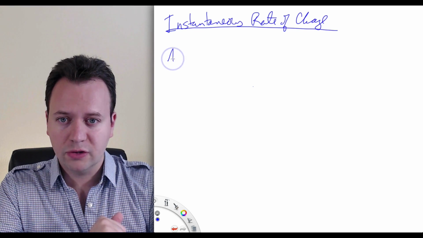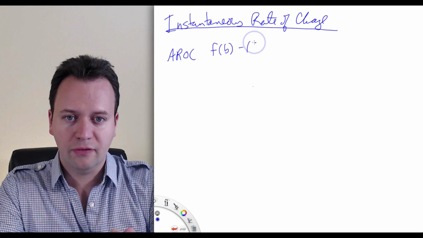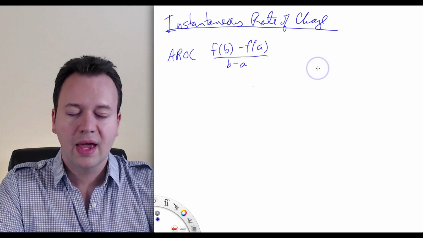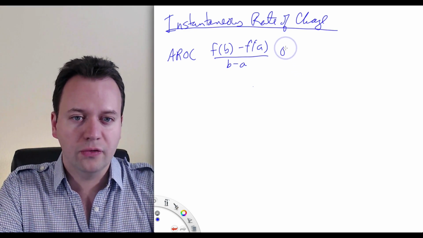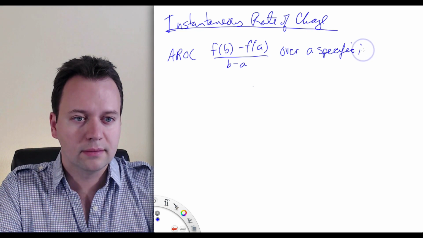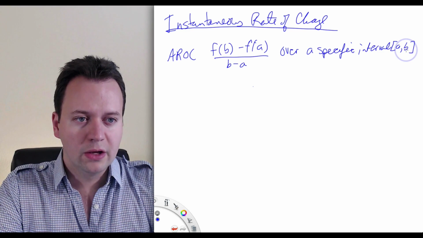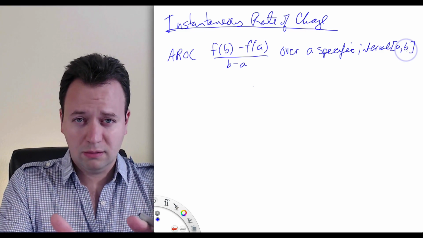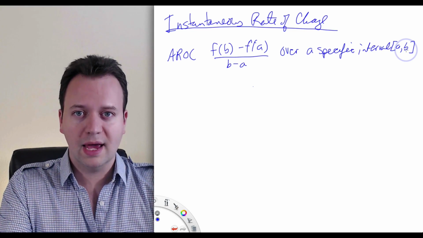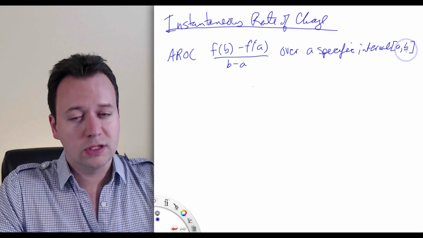So the average rate of change we said was equal to f of b minus f of a divided by b minus a. The average rate of change is defined over a specific interval. In this case, it's the interval from a to b. So over a specific region or interval in the independent variable, you would say what is the average rate of change over that interval.